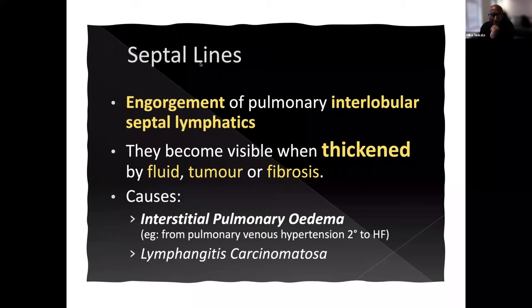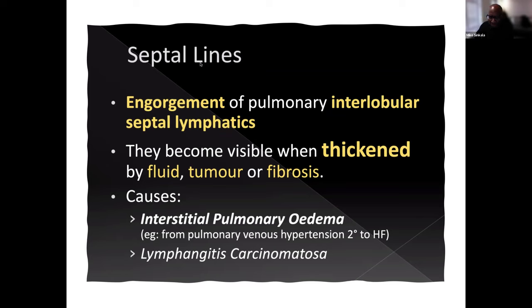These were described by an Irish chap who was a radiologist, who named these kinds of lines when he was doing his work. They become thickened when there is fluid in there, or there is a tumor, or there is fibrosis. So you tend to see what they call interstitial shadowing, or people would say reticular shadowing, which is quite linear, to the periphery of both lungs. Some of the causes would be interstitial pulmonary edema, or somebody could have lymphangitis carcinomatosa.